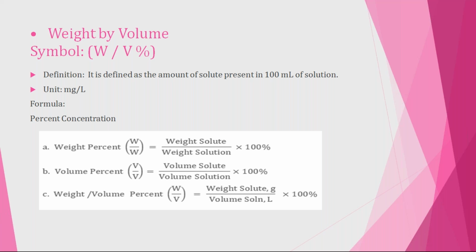14.2%. No, 14.28. 50 divided by 350 into 100. How much will we get? 14.28. Now they have given proof number 2. So this 2 has to be multiplied with your answer. 2 into 14.28. How much it is?